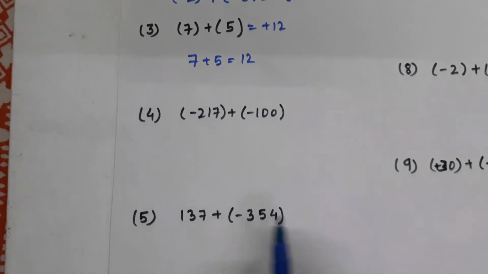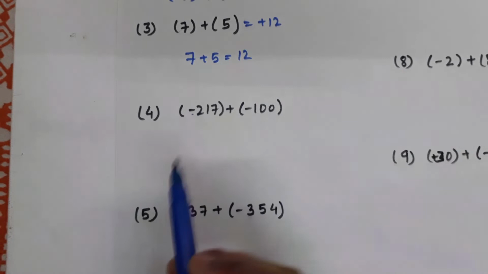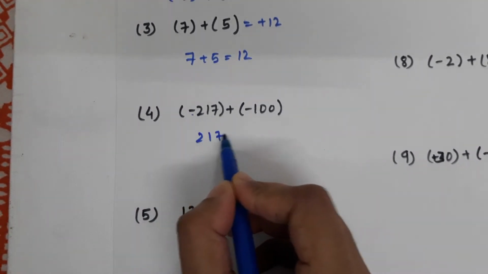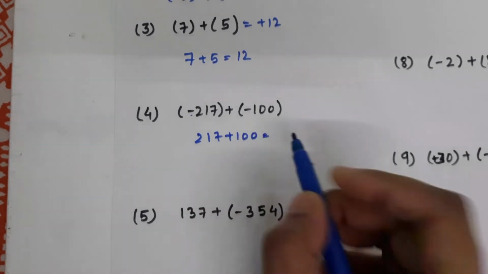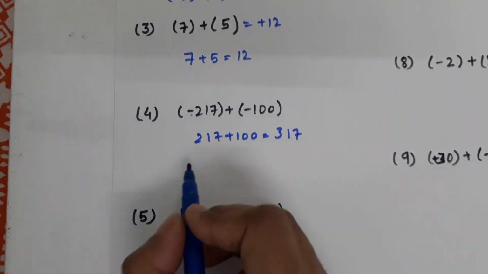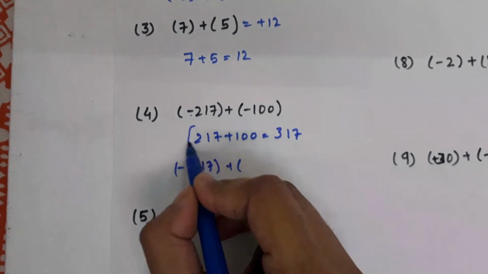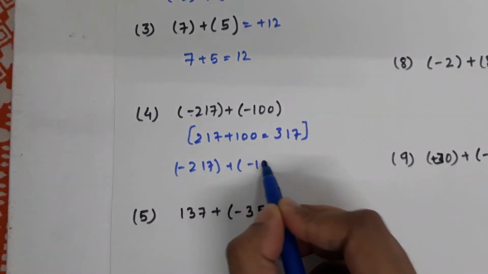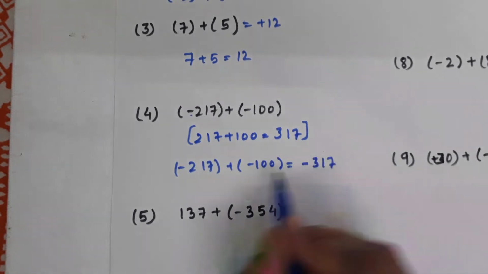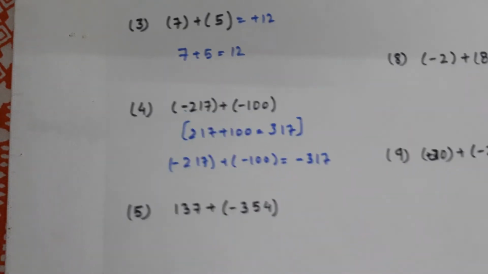Now the fourth one. Here the signs are the same, minus minus. So I have to just ignore the sign and add them. If I add these two numbers, I'll get 317. Okay, I have to put back the sign. So my final answer will be minus 317. I have put back the sign; both have minus, so I'll put a minus sign on 317.